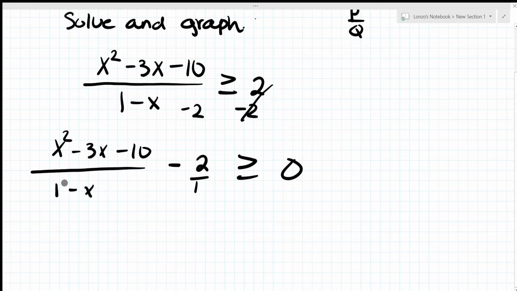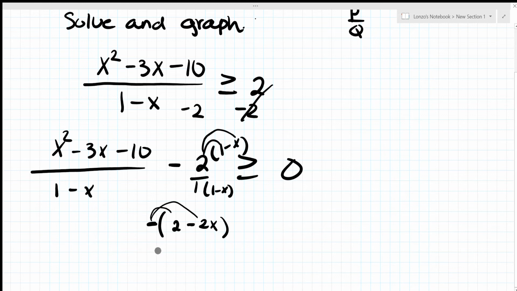So our common denominator is 1 minus x, so we've got to multiply this part by 1 minus x, top and bottom. So this is going to be minus, and then I'm going to put parentheses and FOIL this out. 2 times 1 is 2, and then 2 times negative x is negative 2x. But now you've got to distribute this negative. So this is going to be negative 2, and then two negatives become a positive, so this is positive 2x. Then bring this along, because now you have a common fraction.